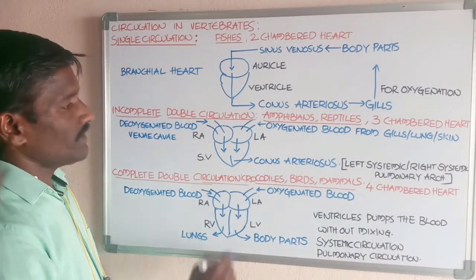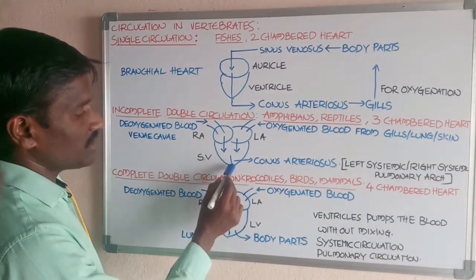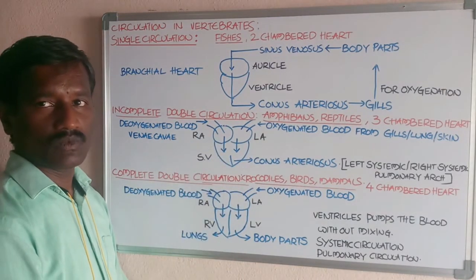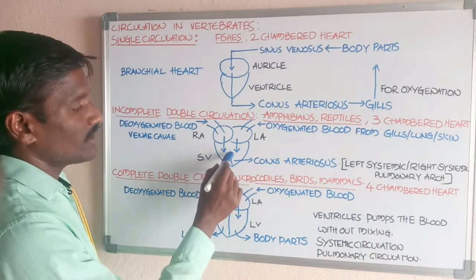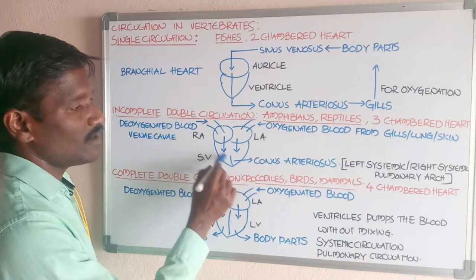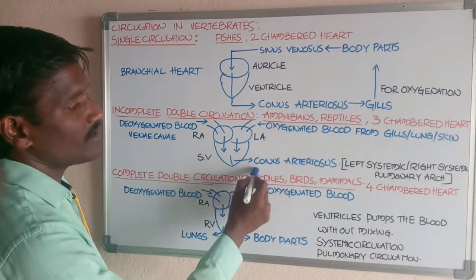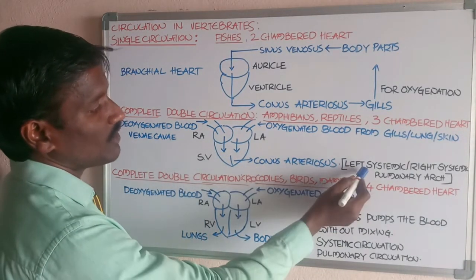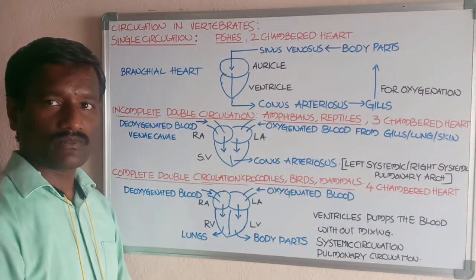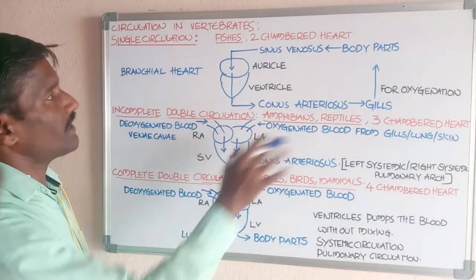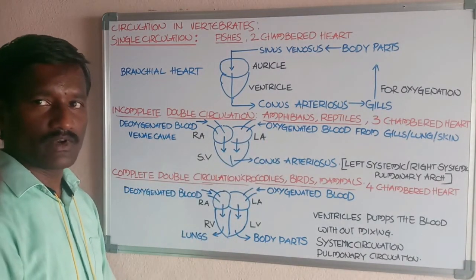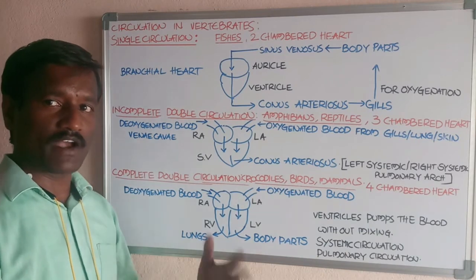In amphibians and reptiles, the ventricle is not completely divided, so it gives a chance for mixing of the oxygenated and deoxygenated blood. This mixed blood goes to the body parts via the conus arteriosus. Okay, students, this is an account of circulation in vertebrates: different types of hearts, different patterns of circulation.